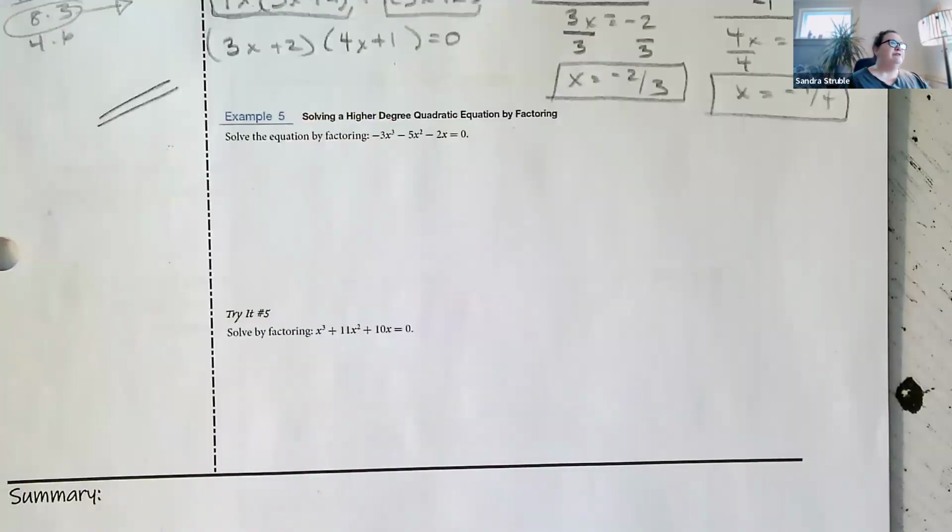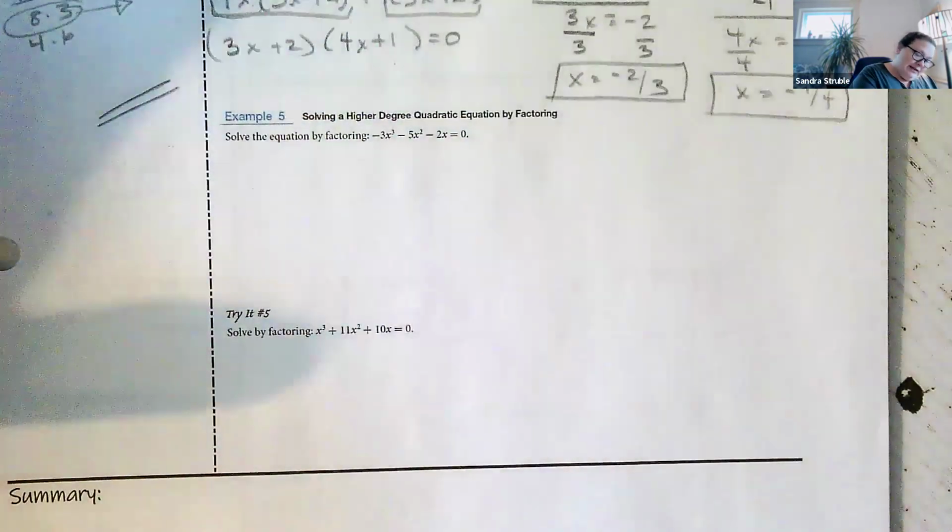Okay, let's cover example 5, solving a higher degree quadratic equation by factoring. We're going to solve the equation negative 3x cubed minus 5x squared minus 2x equals 0. The first thing I see is I don't want to deal with a negative for my highest exponent, so I want to factor out a negative for sure. They also all have x in common, so I want to factor out an x from it.